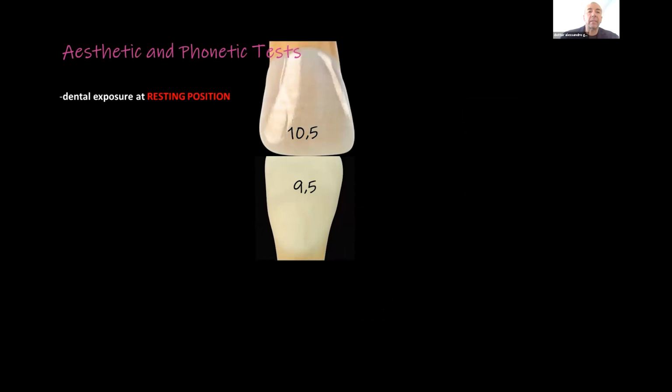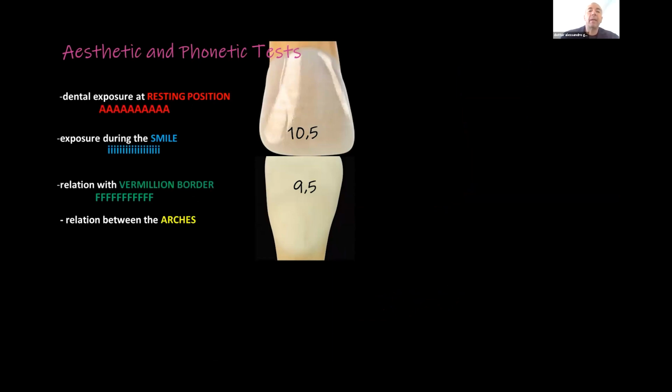So how does it work? We increase the 11 and 41 at the standard position. Then we make the aesthetic and phonetic test. A, E, F, and S.